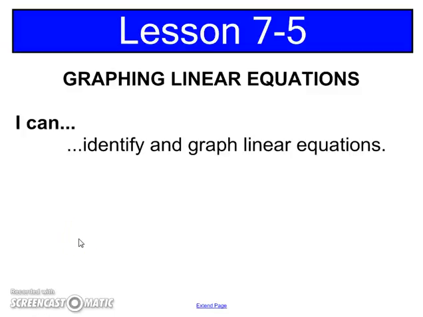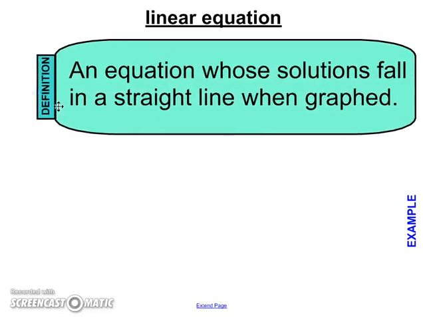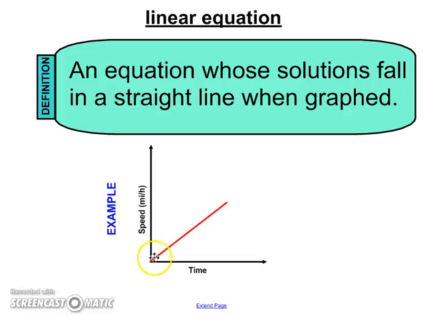Alright, ladies and gentlemen, lesson 7.5, we're going to work on graphing linear equations. We want to be able to identify and then graph them when and if we have them. So a linear equation, first of all, is an equation whose solutions fall in a straight line. Okay? So if we take a relationship and we graph it, and we end up either with a straight line itself or a set of dots in a straight line, we have a linear equation.